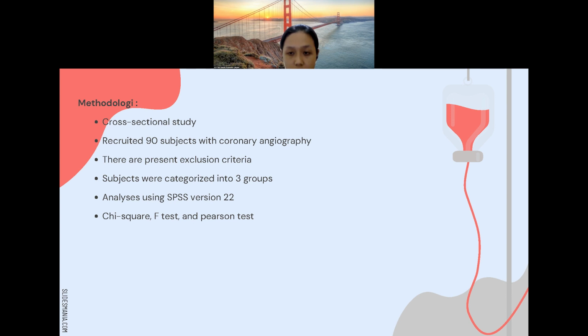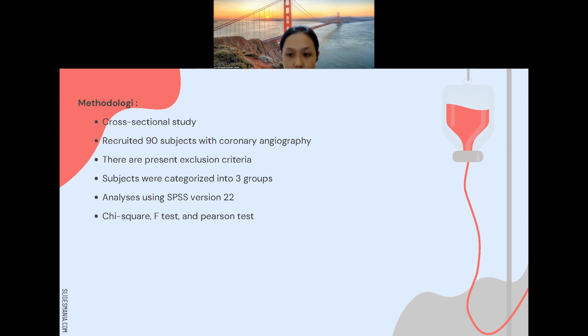And the methodology in this journal used a cross-sectional observational study which recruited 90 subjects who were candidates for coronary angiography. There are exclusion criteria, and this study was conducted with informed consent from all patients and was approved by the ethical committee. This study did not get any funding from other institutes and has no competing interest. Subjects were categorized into 3 groups. Each group contained 30 patients according to their acute coronary syndrome presentation, from STEMI and unstable angina.